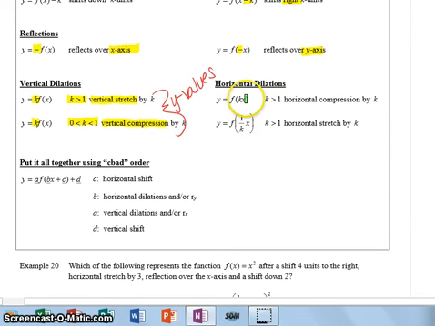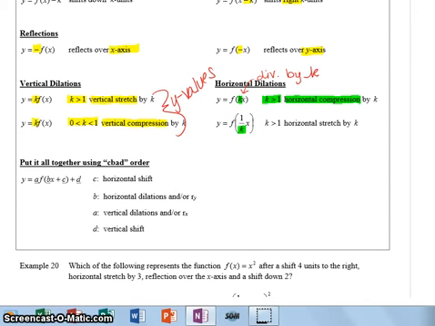Kind of like shifting it left and right, whatever's inside the parentheses is opposite. So if k is greater than 1 and it's on the inside, it's a horizontal compression. For example, if that was a 2 inside, you're not going to multiply by 2, you're going to divide by that k. If it's a fraction, we normally think you'd be dividing, but it's opposite because it's inside, so you would be multiplying by that factor of k.